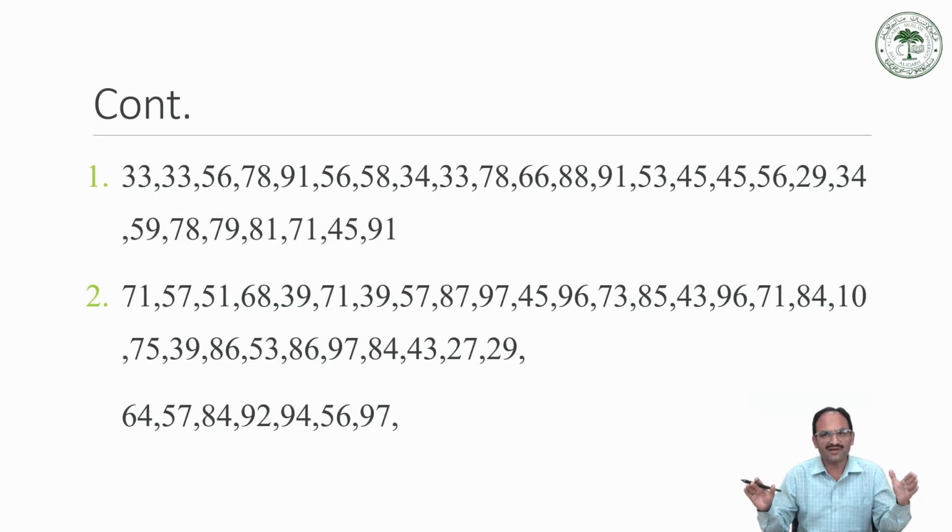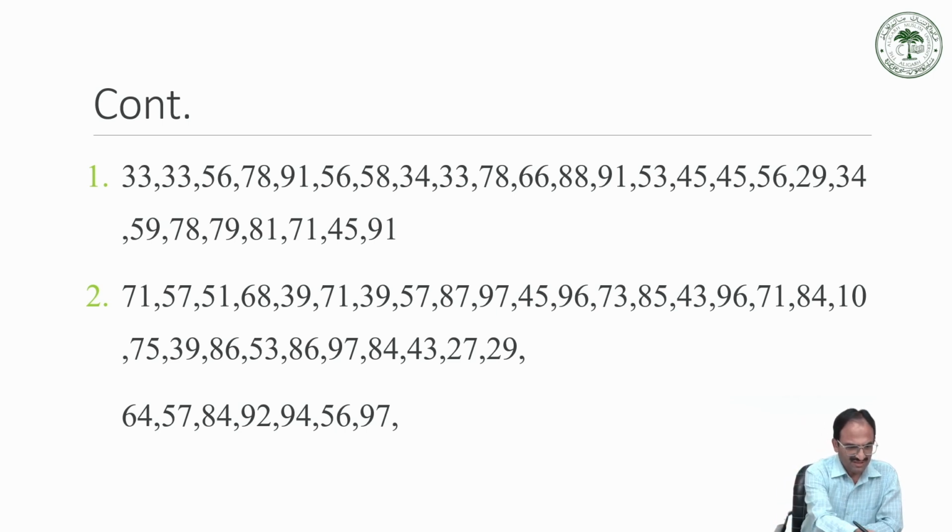Let me first repeat the numbers: 33, 33, 56, 78, 91, 56, 58, 34, 33, 78, 66, 88, 91, 53, 45, 45, 56, 29, 34, 59, 78, 79, 81, 71, 45, and 91. Now, see which number is repeating itself maximum times.